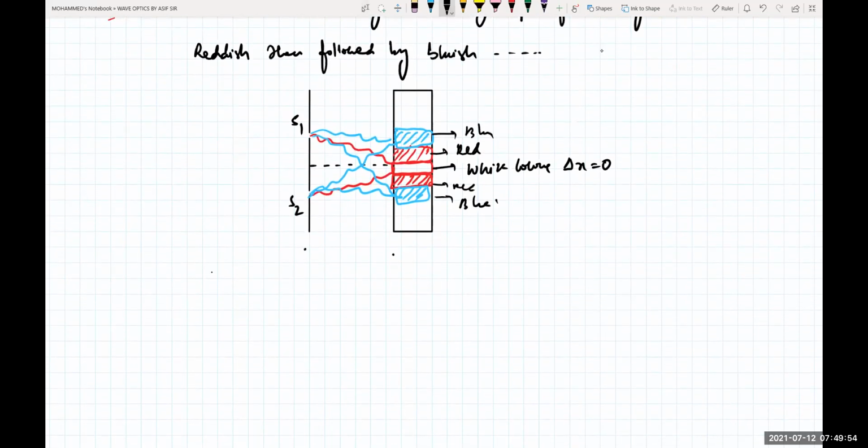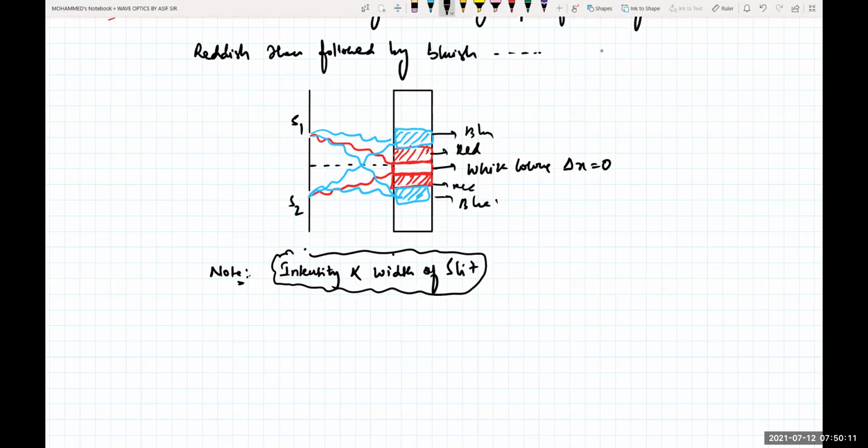Make one small note here, beta. Intensity is directly proportional to width of slit. అంతే కదా, ఒకవేళ hole పెరిగింది అనుకోండి, intensity of light is also increasing. So intensity is also directly proportional to your width of the slit.